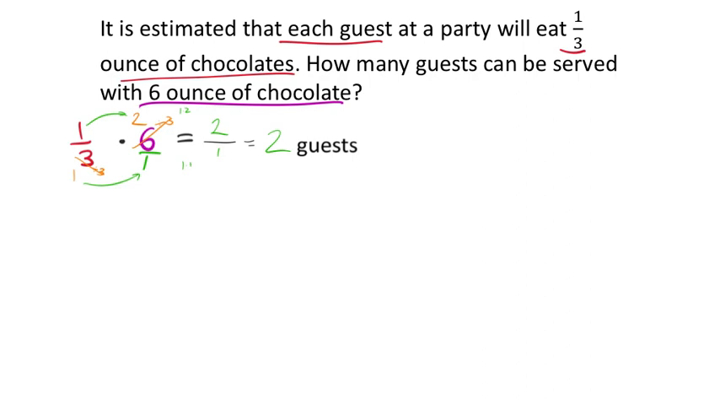Now, let's say that still doesn't make sense. You're like, well, no, 2 guests sounds like it does make sense. Well, let's see if the other one would make a little bit more sense, okay? So I'm going to change the operation to division. So we're going to take 1/3 ounce and divide it by 6. Now, some of you notice something on this, and I'm doing this kind of on purpose, by the way.